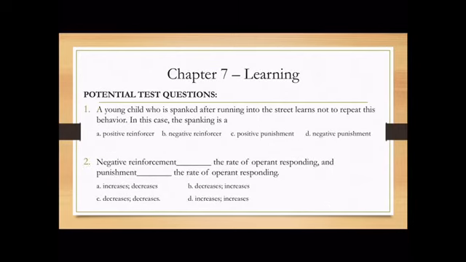Okay. So a young child who's spanked after running into the street learns not to repeat this behavior. So if they're not repeating it, then that must be punishment. And they were spanked, that's something that was given to them to punish them. So that is positive punishment. Nothing was taken away.